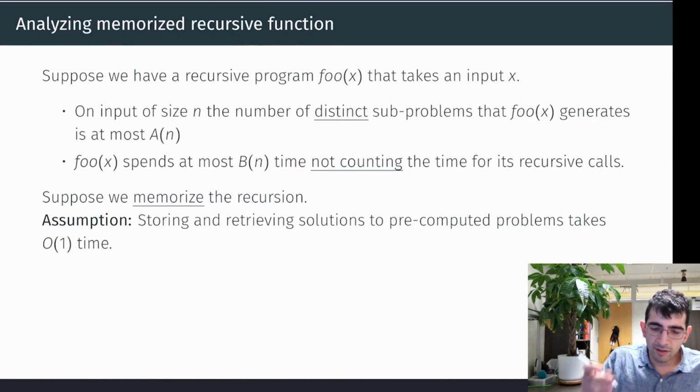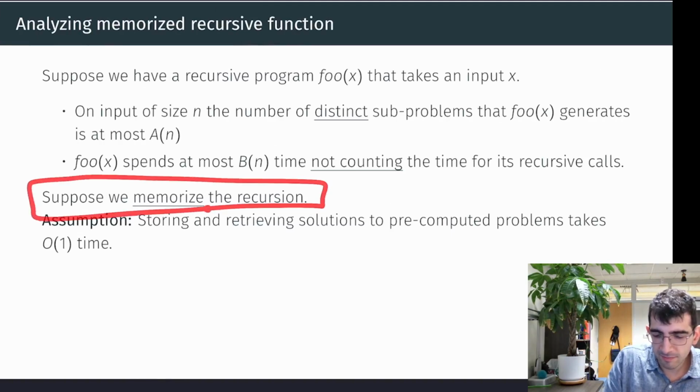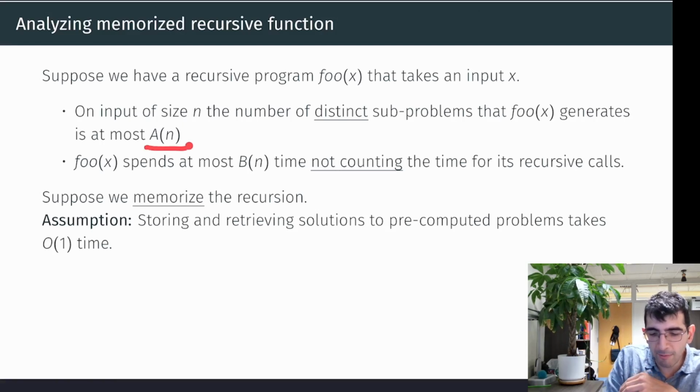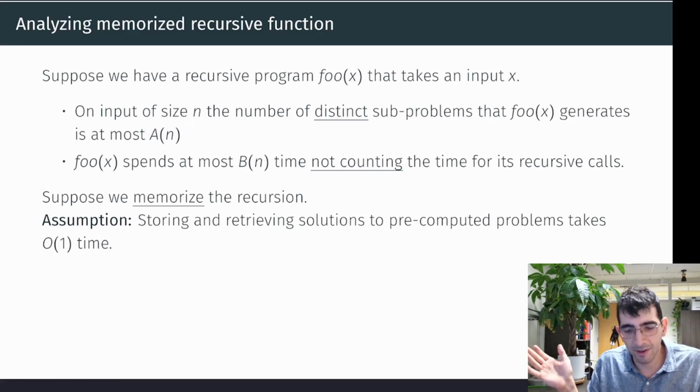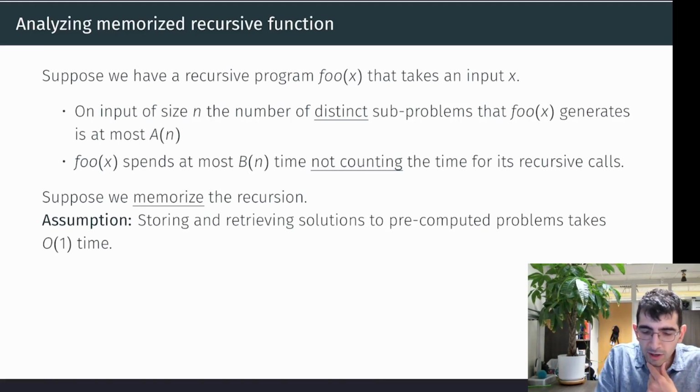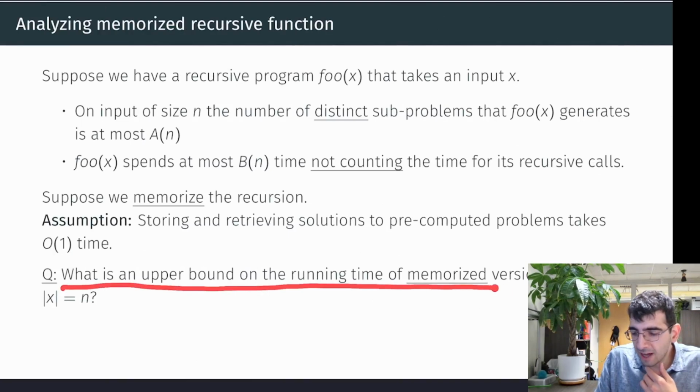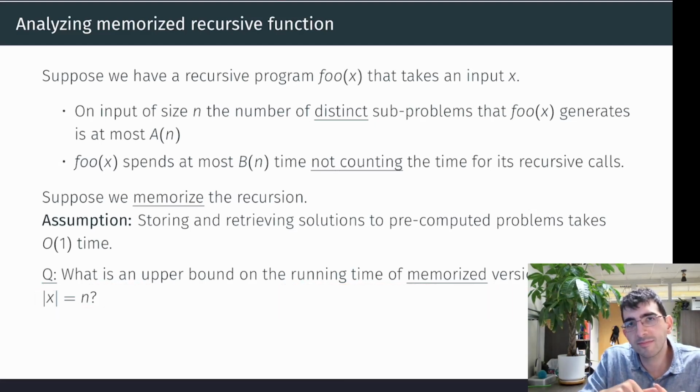Okay, so suppose we memoize the recursion. We store and retrieve solutions to the precomputed problems. Remember, we have a(n) problems, and for each one of these problems, we're going to declare, I don't know, an array. We're going to have a great indexing method, so don't worry about indexing costs or anything like that. We're able to store the input, i.e. the problem instance, and the output, whatever the return value is, for each of these a(n) problems. What is the upper bound of the running time of the memoized version of foo if the size of x is equal to n? Any idea?